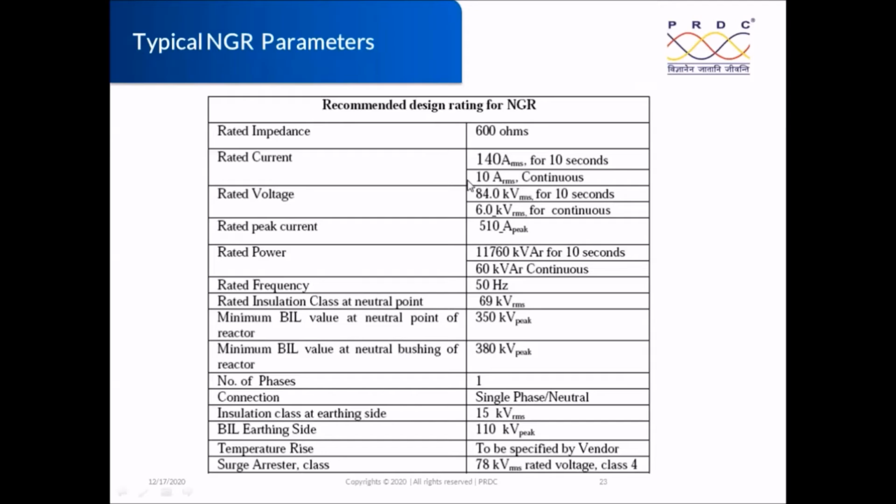And there may be unbalance in the reactor design itself. If there is a 1%, 2% unbalance between the phases, that can also cause some current to flow through this neutral reactor. So it should continuously withstand this, and that also we have to calculate.